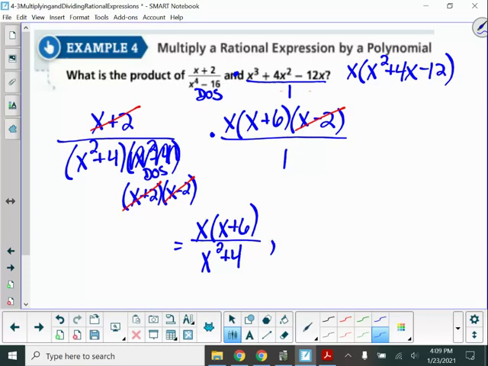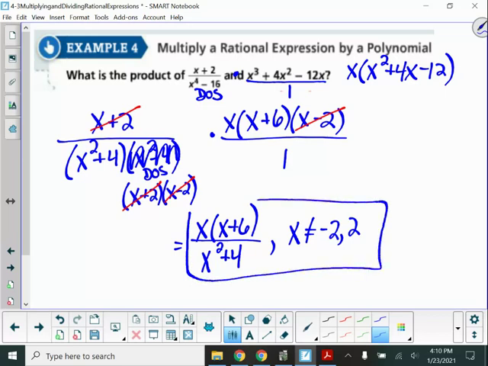The exceptions are that x could not equal -2 because of the x plus 2, or +2 because of the x minus 2. The x squared plus 4 would actually give you plus and minus 2i, but I'm only considering the real numbers here because this is a rational expression, so I do not have to account for that whenever I state what x can't equal.